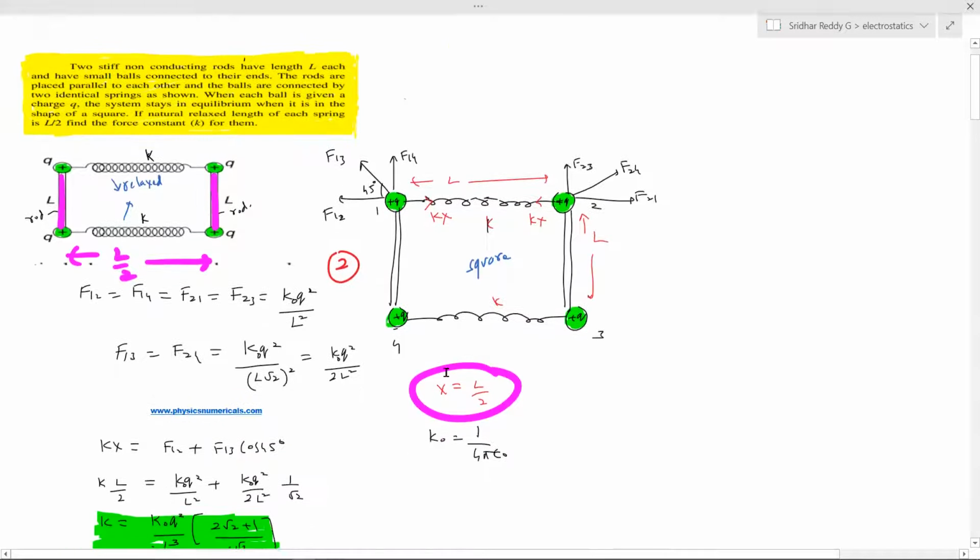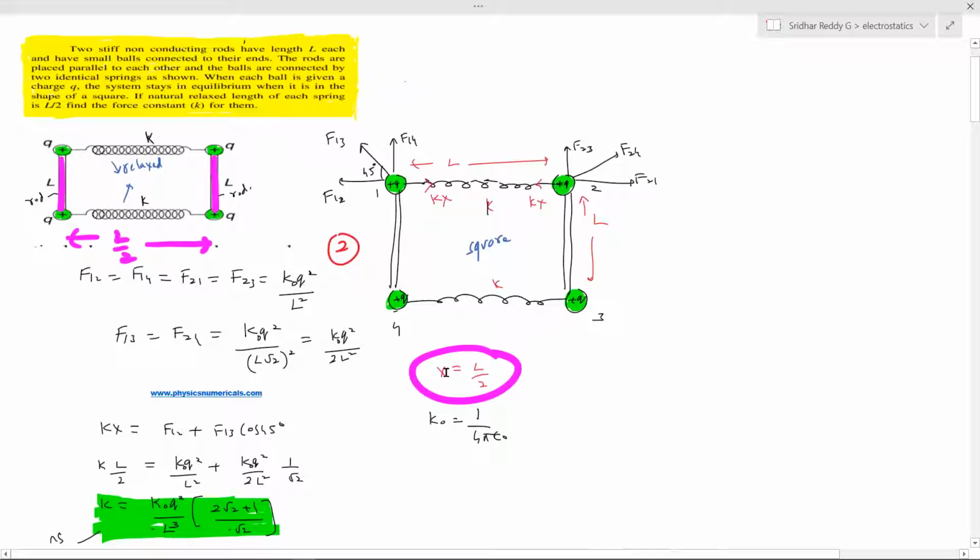Because we do have K as the spring constant, K naught will be 1 by 4 pi epsilon naught. Fine. Now, let's come to the forces acting along the diagonal. Similarly, what about F13? F13 should be equal to K naught Q square by the diagonal length, L root 2, squared.